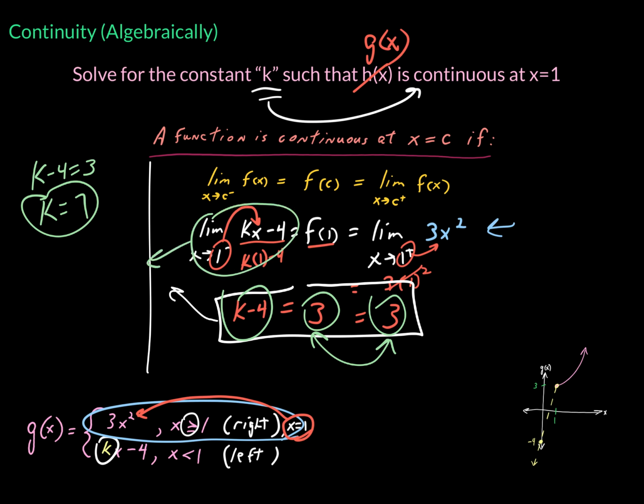Let me just change it to blue here. We would have the limit. I'm just checking myself right now. If that k were a 7, it would be 7x minus 4, right? What happens when you plug in a 1 there? That's right, you get 3. Okay? So we're looking for k equals 7.